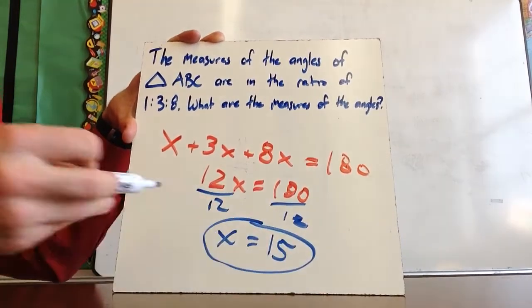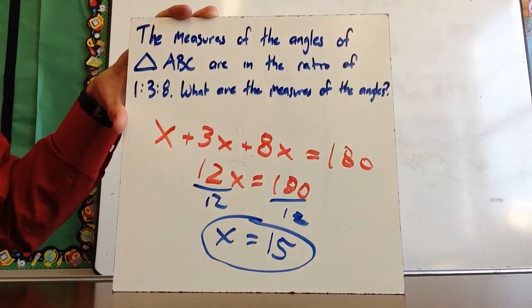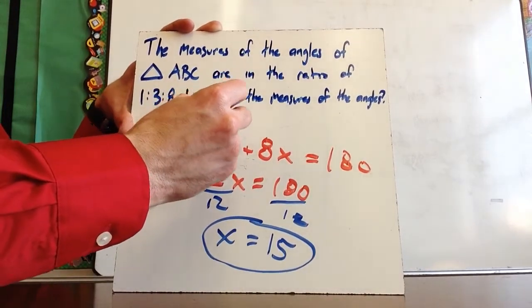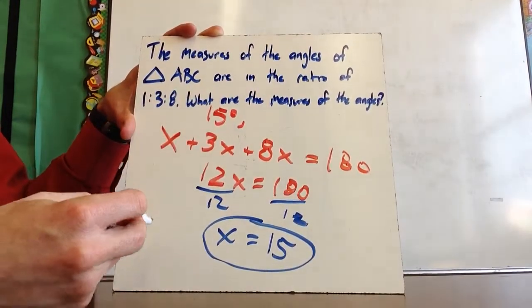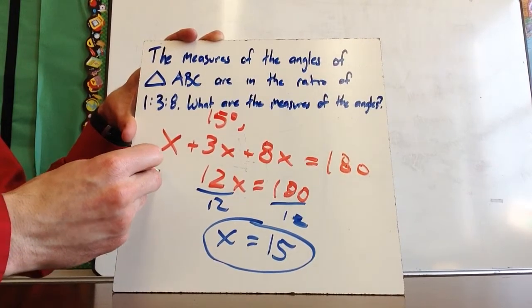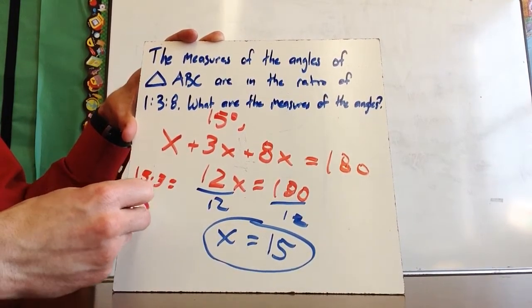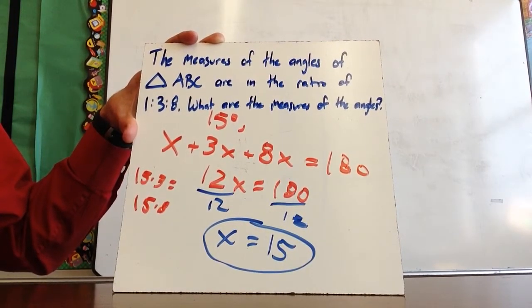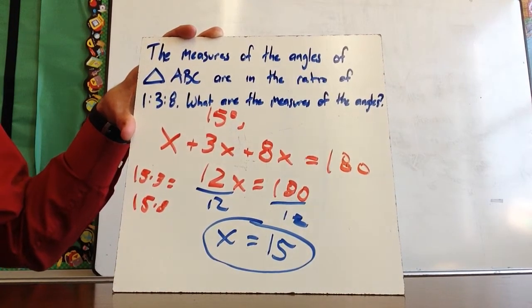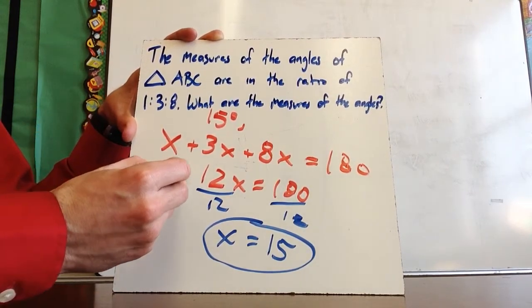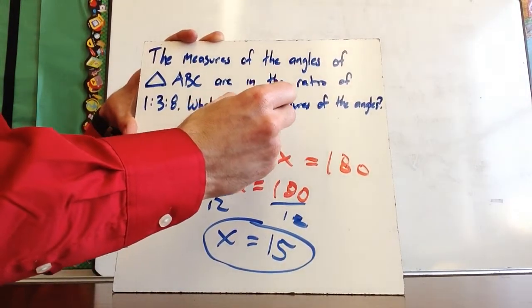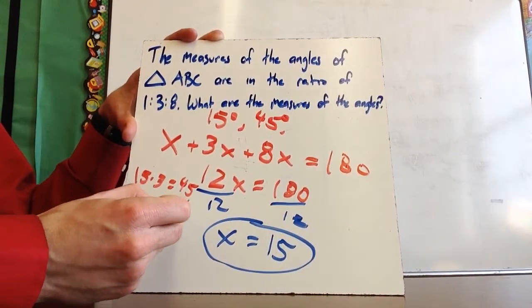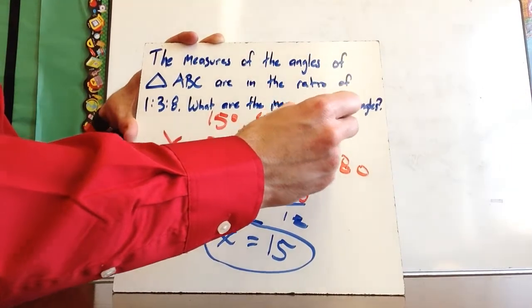So a lot of people stop there, but that's not what the question was asking. Remember, the question asked, what are the measures of the angles? So I know the first angle is 15 degrees because I know that is x. The second angle is going to be 15 times 3, and the third angle will be 15 times 8. So if I take this first angle, which is 15 times 3, I'm going to end up with 45. So this is 45 degrees. And then this last angle, 15 times 8, is 120. And so this is 120 degrees.